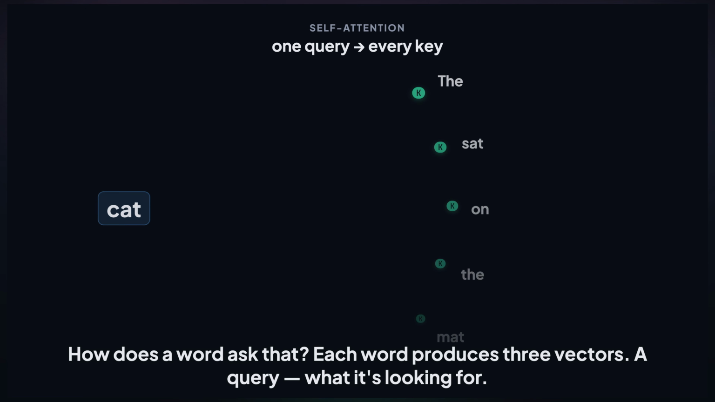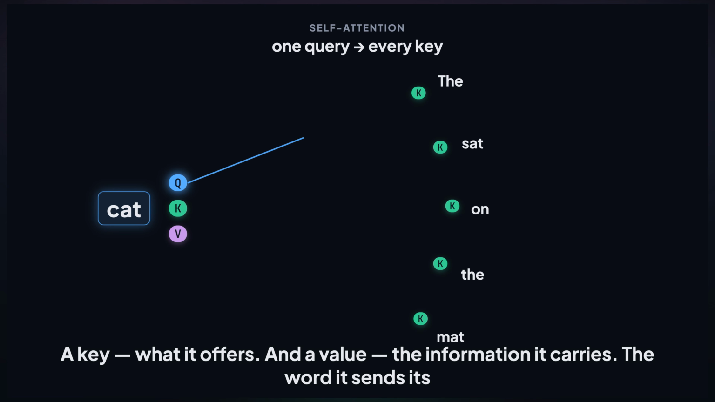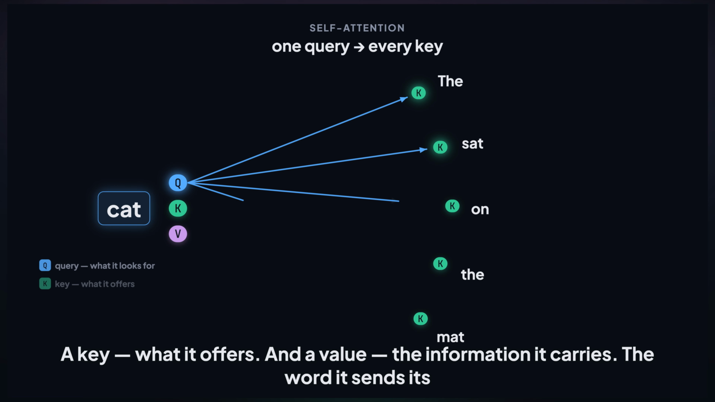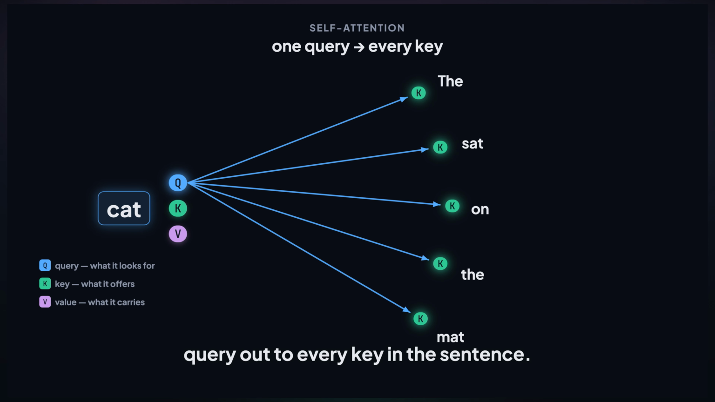How does a word ask that? Each word produces three vectors. A query, what it's looking for. A key, what it offers. And a value, the information it carries. The word it sends its query out to every key in the sentence.